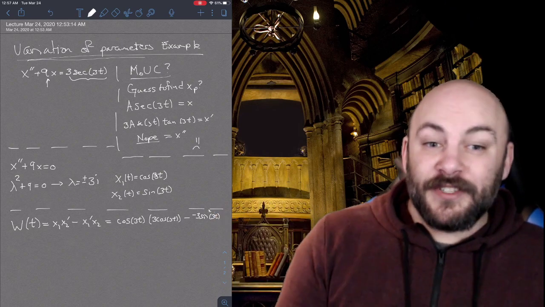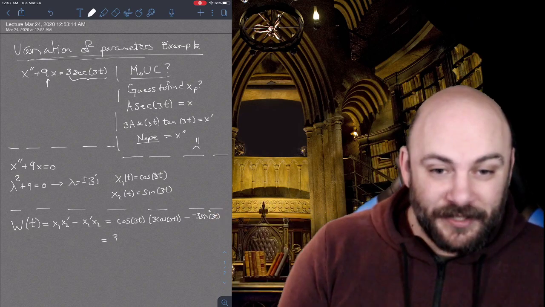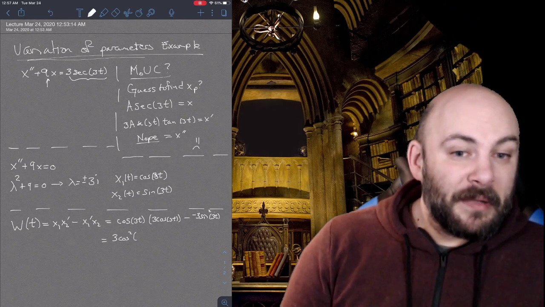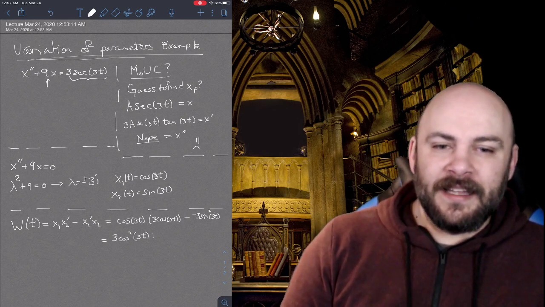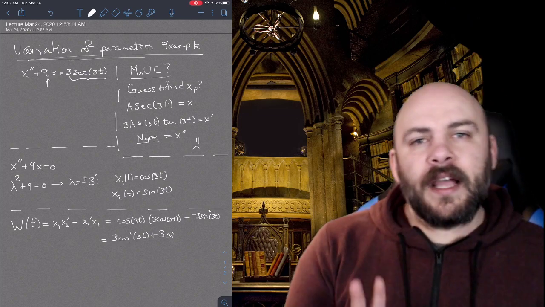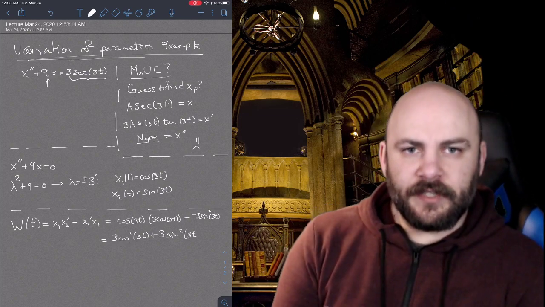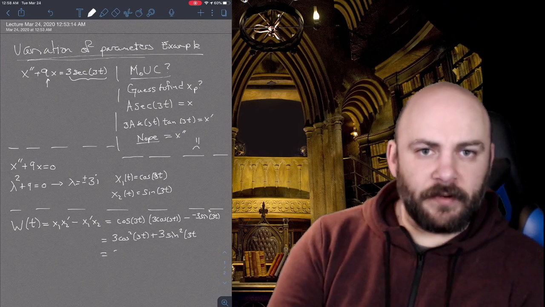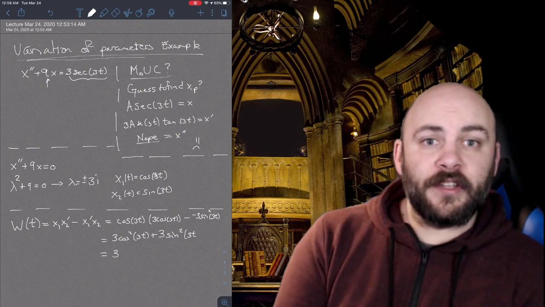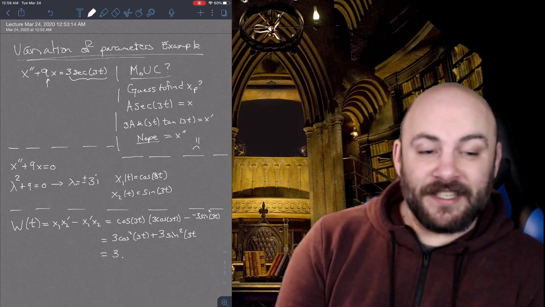Yeah, I did it. So I have 3 cosine squared 3t plus 3 sine squared of 3t. I hope that we're all kind of at a stage right now where we see a cosine squared and a sine squared with the same argument inside. We automatically know this is the number 1. So my Wronskian is 3.